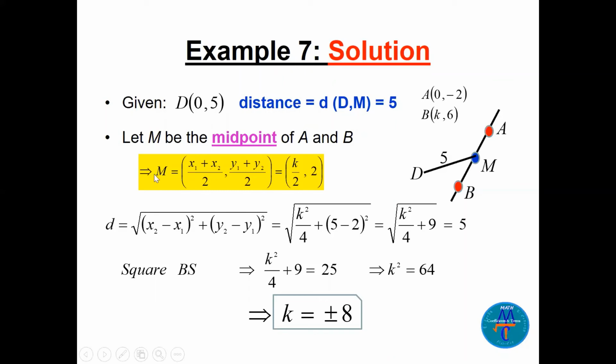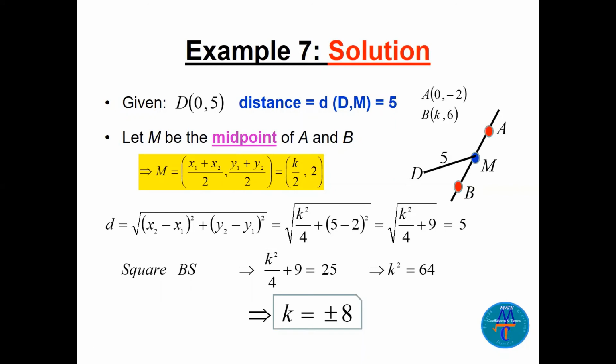Now, as I mentioned, let's find capital M. (X1 plus X2) over 2, so this will be (K plus 0) over 2. (Y1 plus Y2) over 2, so -2 plus 6 is 4, over 2 is 2. So (K over 2, 2) is the M. So I found M. Now the distance between D (0, 5) and M. So X2 minus X1. Now I take only D and M.